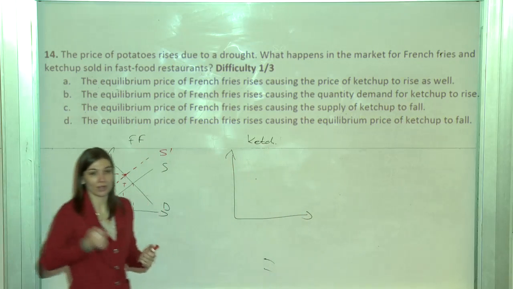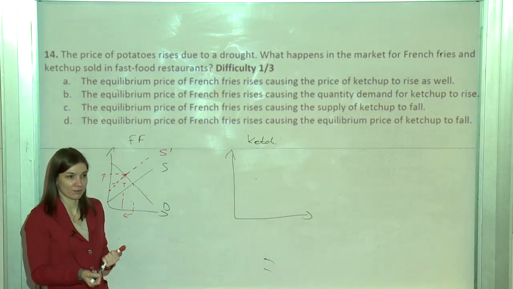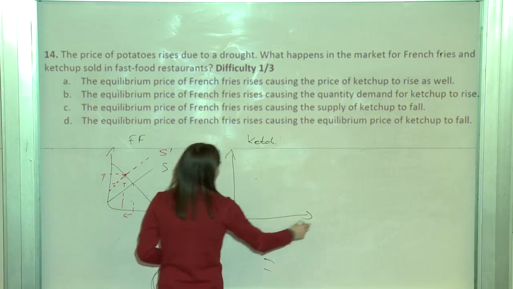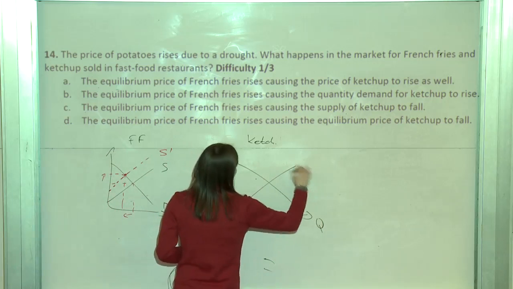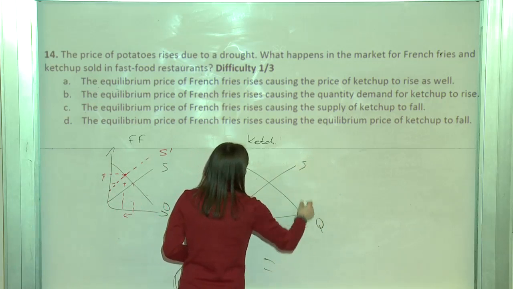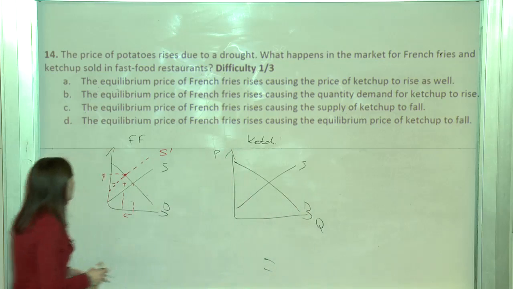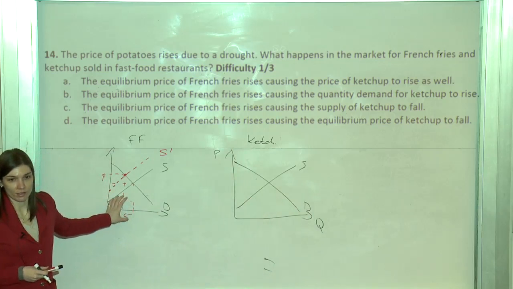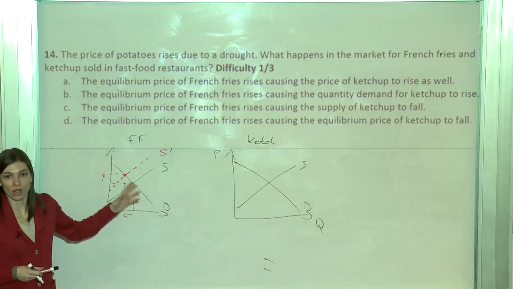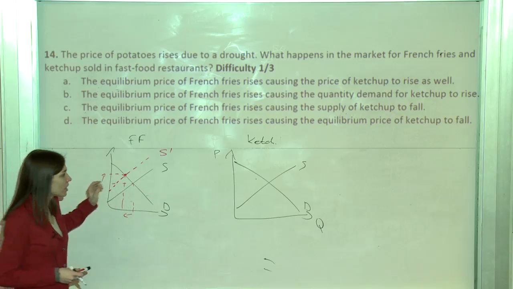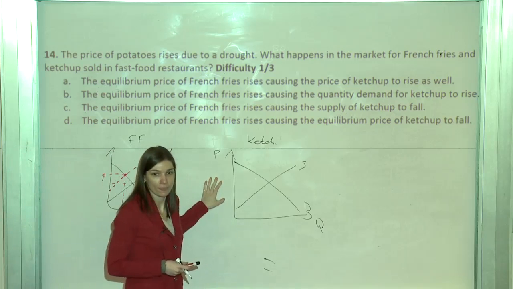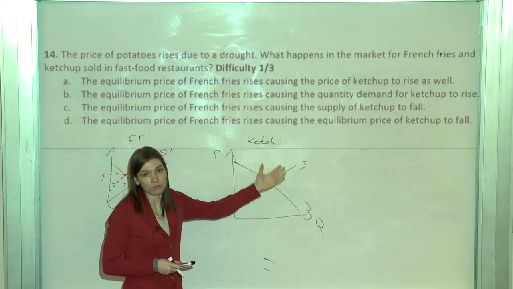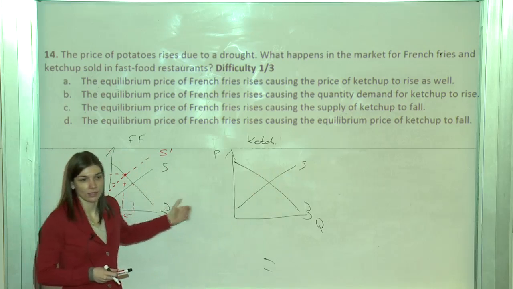Now, what are French fries and ketchup? Complements, right? You consume one with the other. Okay, so this is before any changes, supply demand. Okay, so now we consume less French fries, and those two goods are complements. So what is that going to do to the market for ketchup? Demand's going to go down. Okay, so there's no supply effect here. Here we had a supply effect. There's no supply effect here.